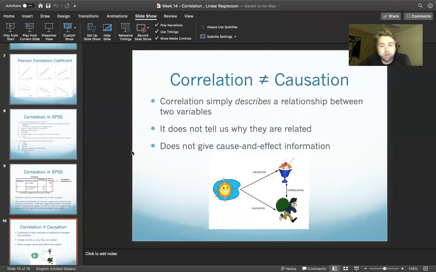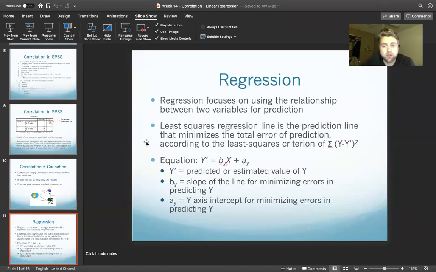An important thing to remember though, guys, is that correlation does not equal causation. So even though we know that those two variables are related, we haven't been able to conclude anything yet about which one causes which one. It just tells us that the two of them are related to each other. It doesn't tell us why they're related or give us cause and effect. That can either come from your research or from a different statistical analysis called regression.